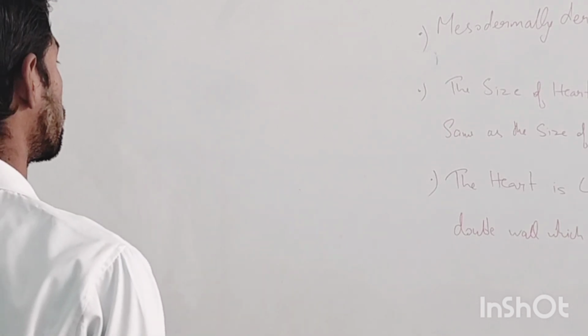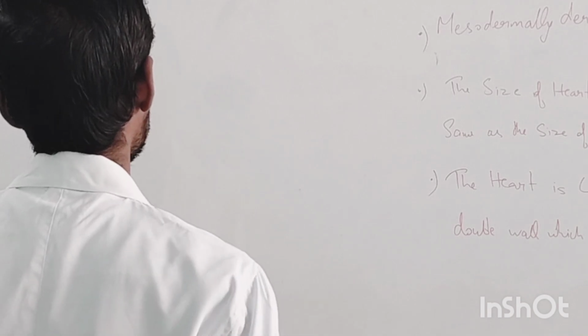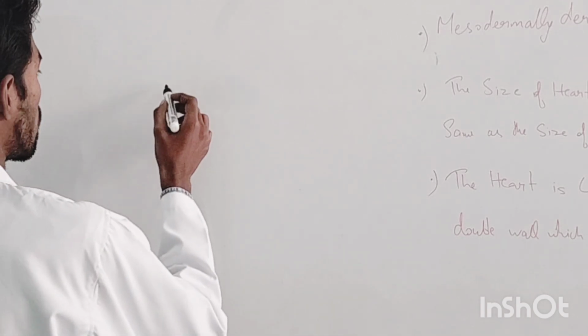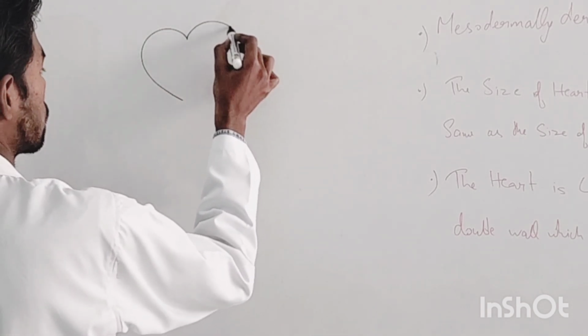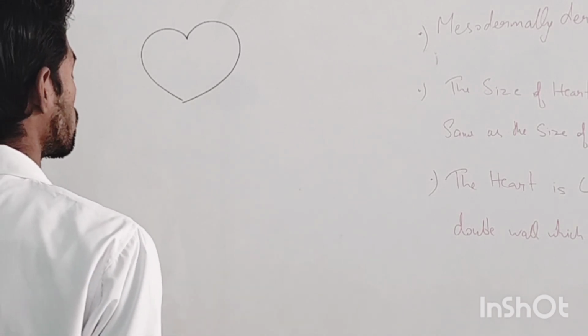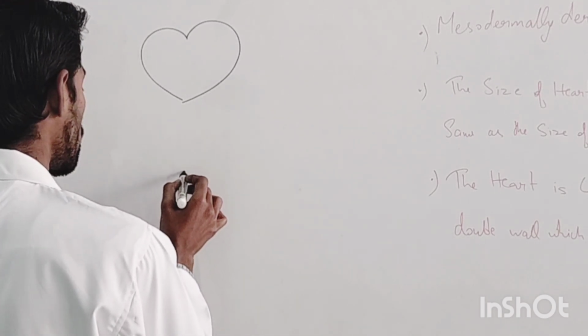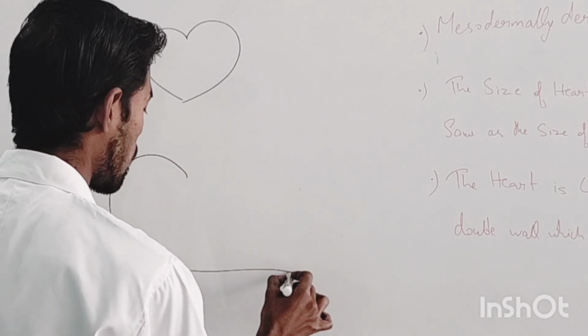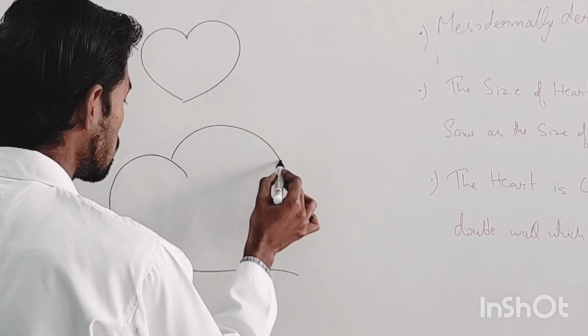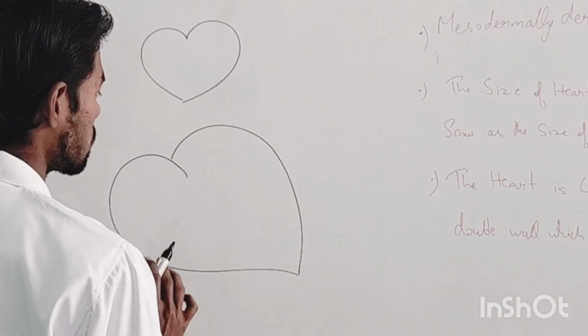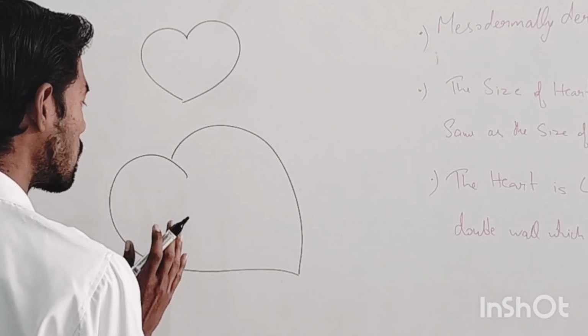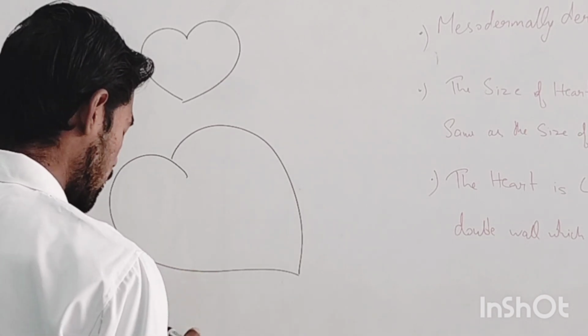Now let's see the diagram of the heart. As I told you, we are going to learn the diagram of the heart on this diagram only. Now, you know from your basics that the heart is tilted a little toward the left side. So I am going to draw a diagram of the heart tilted a little toward the left side. This is how the heart looks, and this is how the heart is located in the thoracic cavity.